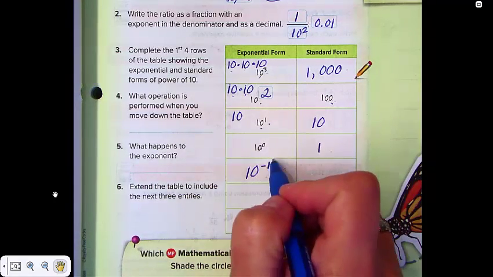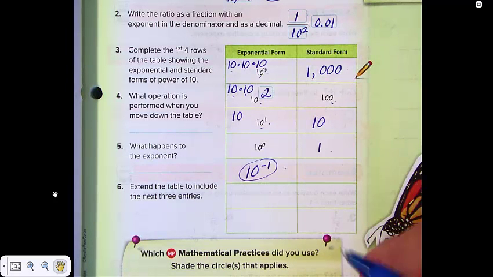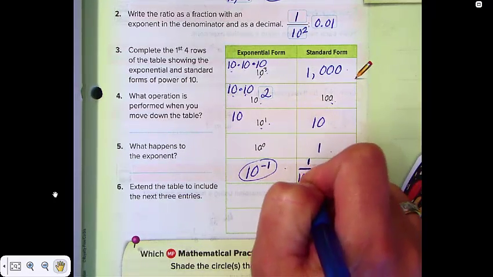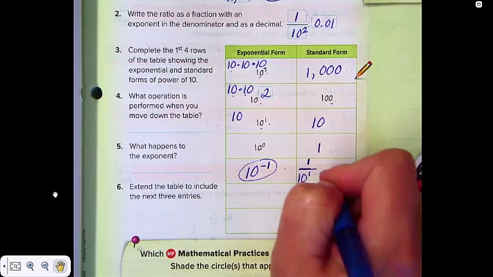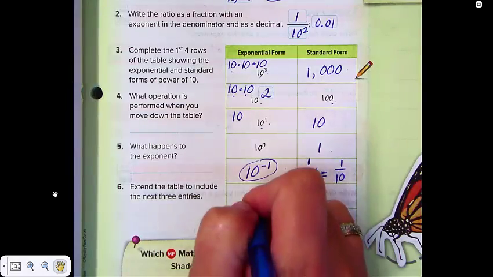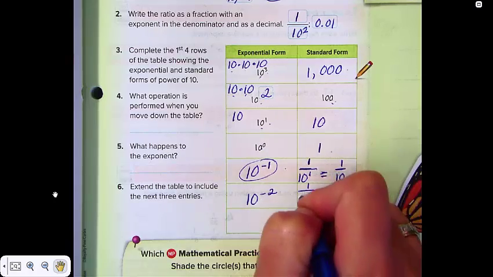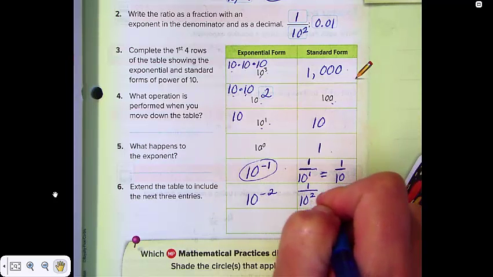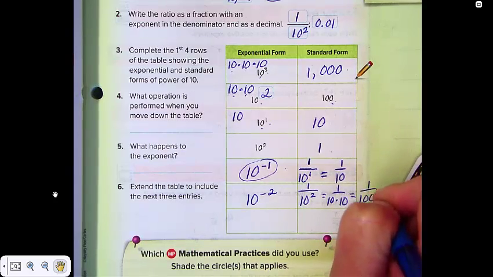All that means is that you're going to now turn this into a fraction or a ratio. And it's going to be 1 over 10 to that power. So to get rid of the negative exponent, it becomes 1 over 10 to the first power. And 10 to the first power is 10. Okay, so let's do 10 to the negative 2 power. To get rid of the negative, I make it 1 over 10 to the second power, which is the same as 1 over 10 times 10, which is the same as 1 over 100.